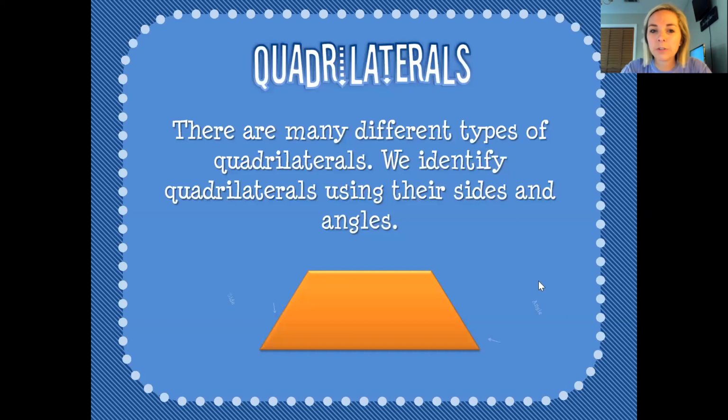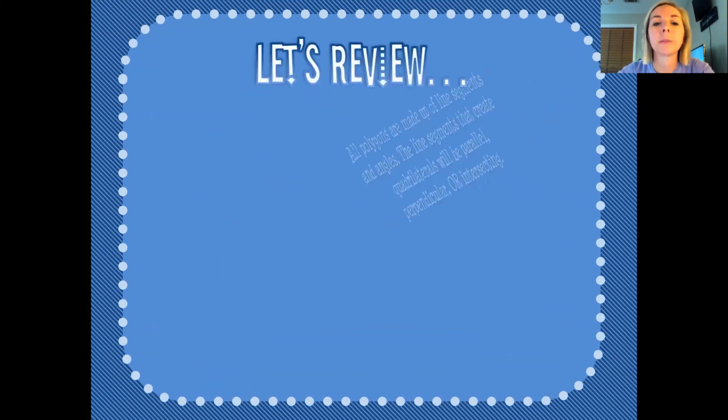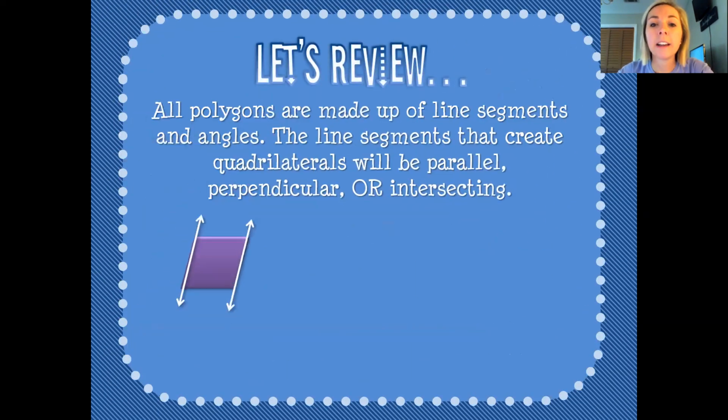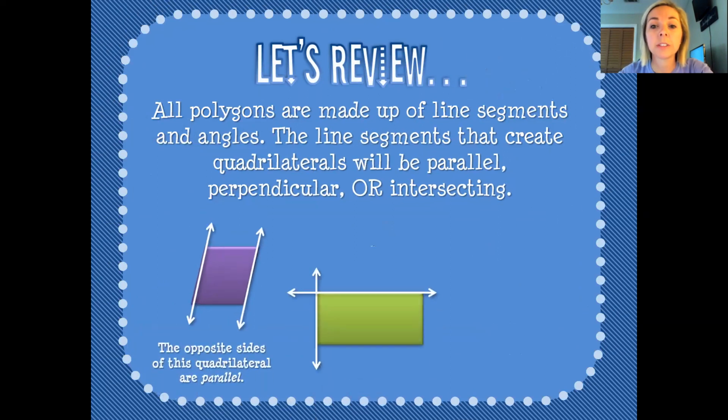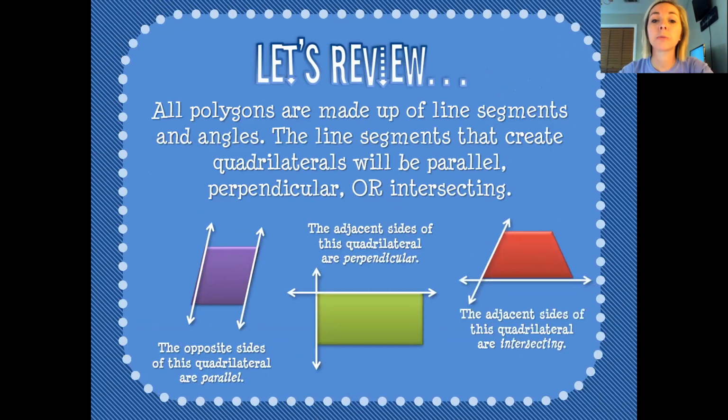There we go. Quadrilaterals. So there are many different types of quadrilaterals. We identify them by their sides and angles. So we talked about sides, and now we talked about angles, where 2 lines meet and they're measured by degrees. So you have 90-degree angles, which are the ones that you're going to see most in 3rd grade. So here's some more reviewing. All polygons are made up of line segments and angles. The line segments that create quadrilaterals will be parallel, perpendicular, or intersecting.